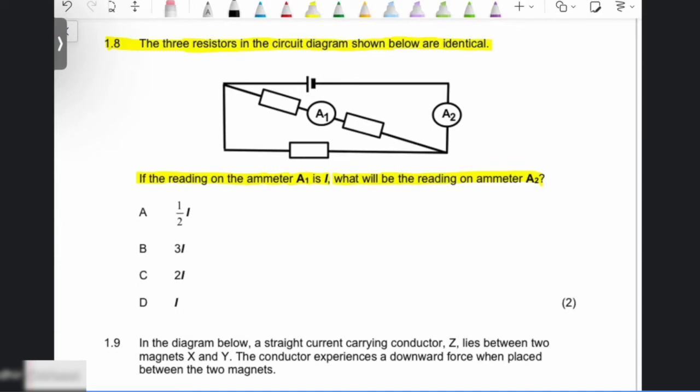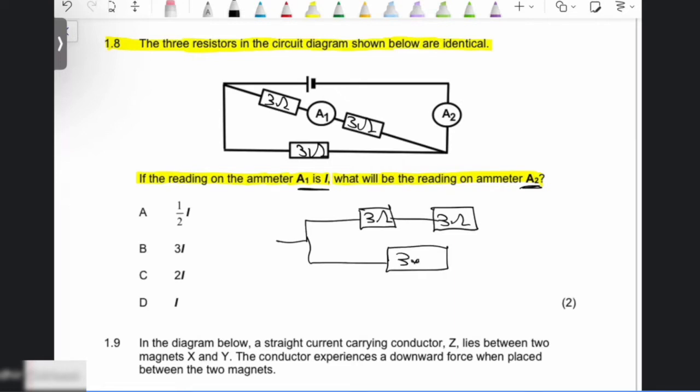So they tell us that the current in A1 is I. I don't know what this is, so let's say, for example, the best number to work with here is probably 3. So let's say we have 3 ohms, 3 ohms, 3 ohms. We have our top branch, which has 3 ohms and 3 ohms, so obviously the top branch is 6 ohms. The bottom branch is just going to be 3 ohms.